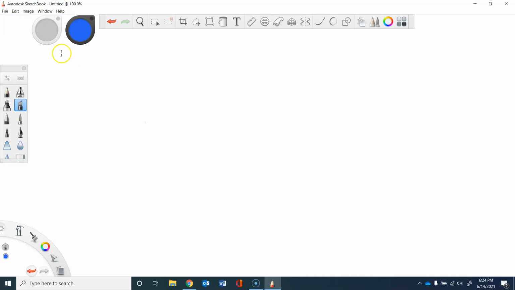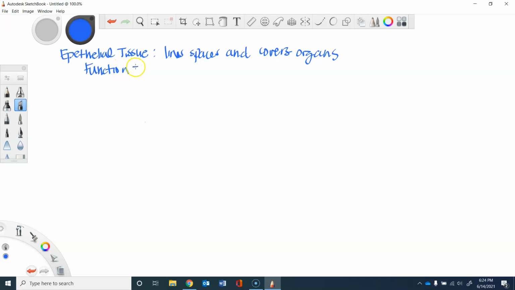All right, the first type of tissue we're going to talk about is epithelial tissue. So epithelial tissue is a tissue that lines spaces and covers organs. They have several types of functions depending on what they are and where they are, and they can be protective, so protection. They can absorb stuff, so absorption. They can secrete stuff, and they're part of filtration.